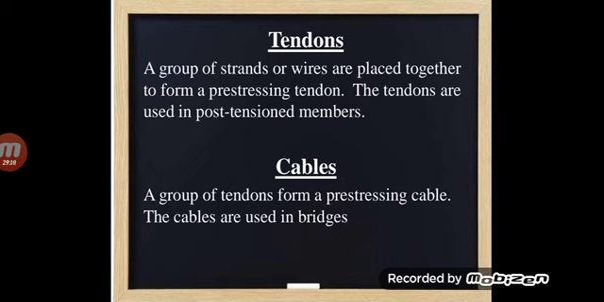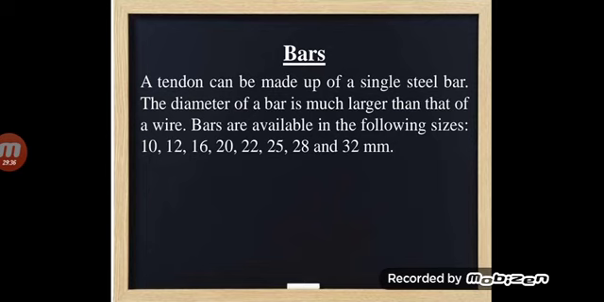Next, tendons. A group of strands or wires are placed together to form a pre-stressing tendon. The tendons are used in post-tension members. So tendons means a group of strands or wires placed together. Next, cables. A group of tendons forms a pre-stressing cable. The cables are used in bridges. So next, bars. A tendon can be made up of a single steel bar. The diameter of a bar is much larger than that of a wire. Bars are available in the following sizes: 10, 12, 16, 20, 22, 25, 28 and 32.